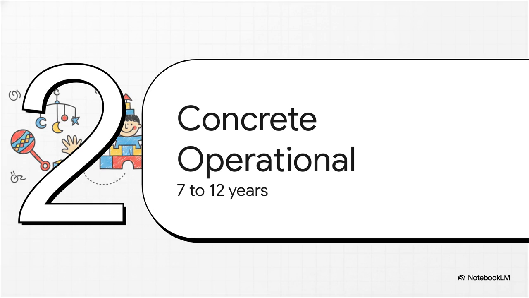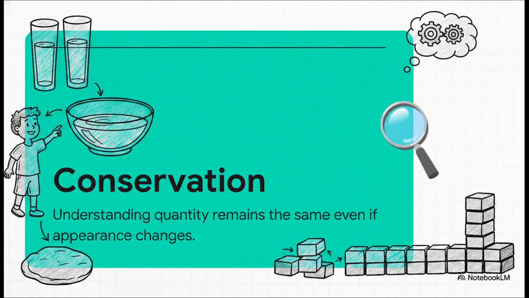All right, on to Stage 3, concrete operational, covering ages 7 to 12. This is where kids lose that egocentrism, start developing real empathy, and can finally apply logical rules. The holy grail of this stage is conservation. That's the understanding that volume, mass, or quantity stays exactly the same even if its physical appearance changes. They can finally decenter and reverse actions in their minds.